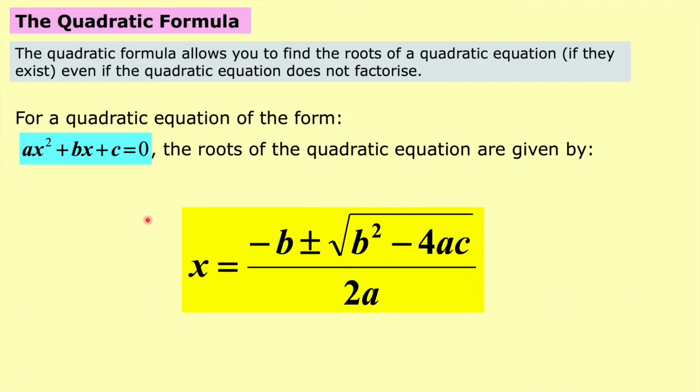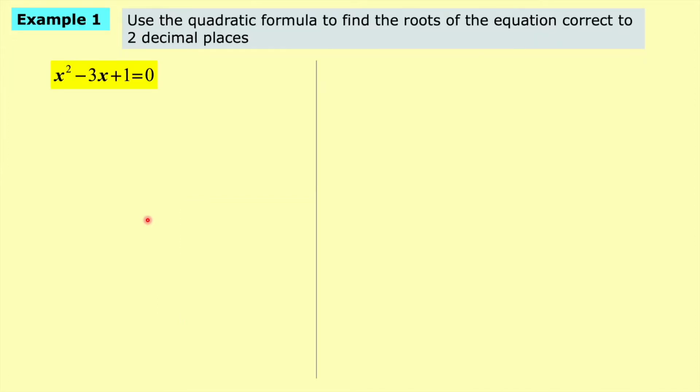So let's look at this in an example. We are going to use the quadratic formula to find the roots of the equation correct to two decimal places. In an exam question or practice question, if you're asked to solve the quadratic equation, it might not necessarily say use the quadratic formula, but it might say correct to two decimal places. If it ever says two decimal places, there's your hint that it's going to be a quadratic formula question.